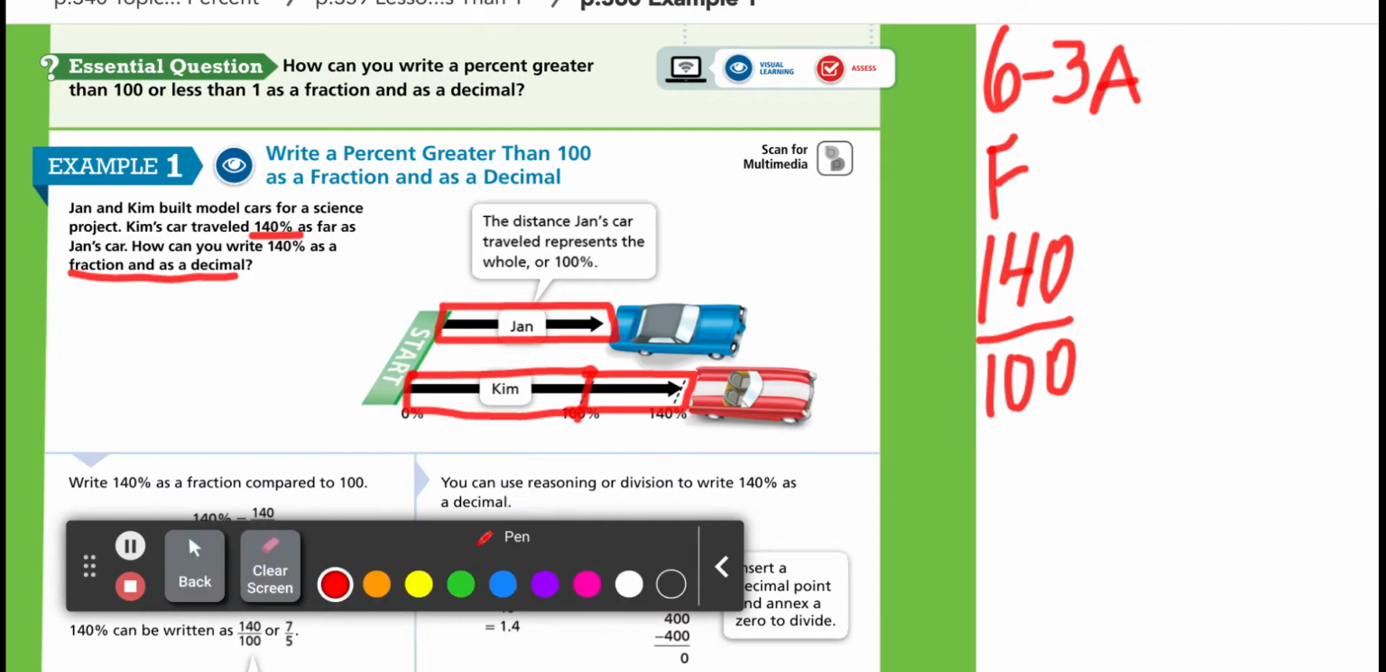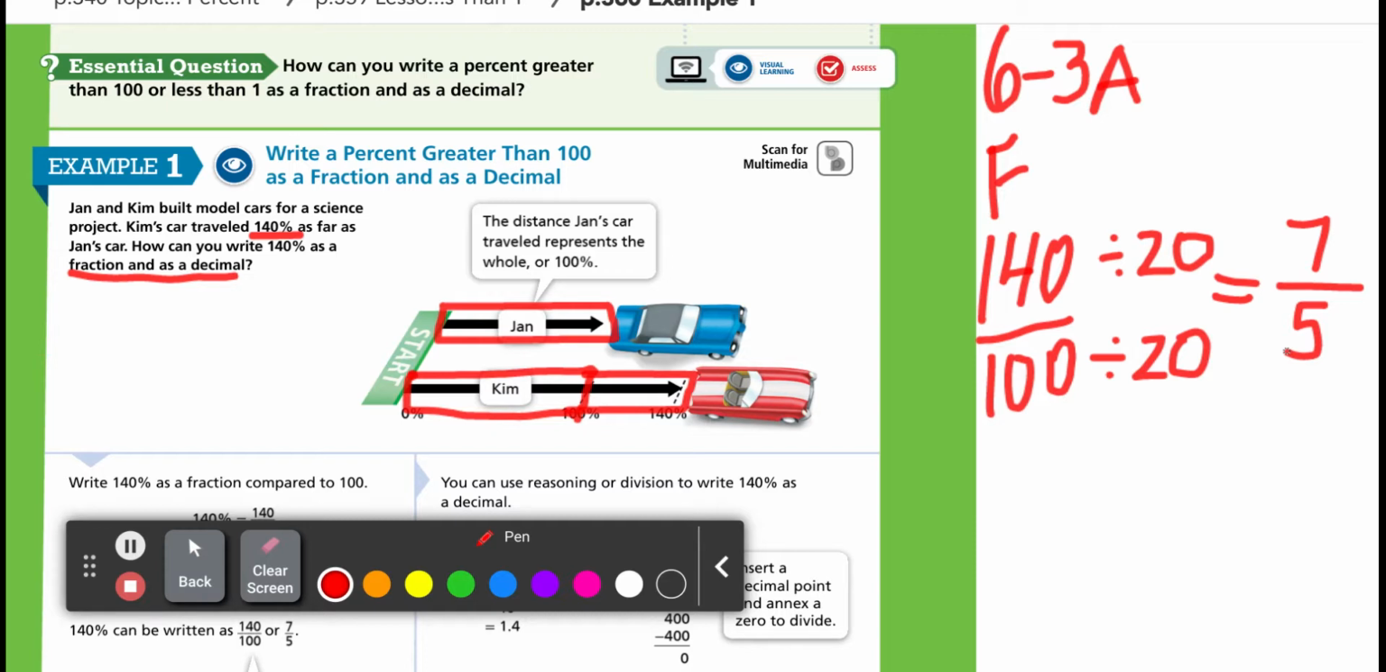So how can we simplify 140 over 100? We can simplify and divide both the top and the bottom by 20. So 140 over 100 is the same thing as 140 divided by 20 is 7, 100 divided by 20 is 5. So 7/5 would be our fraction simplified there.